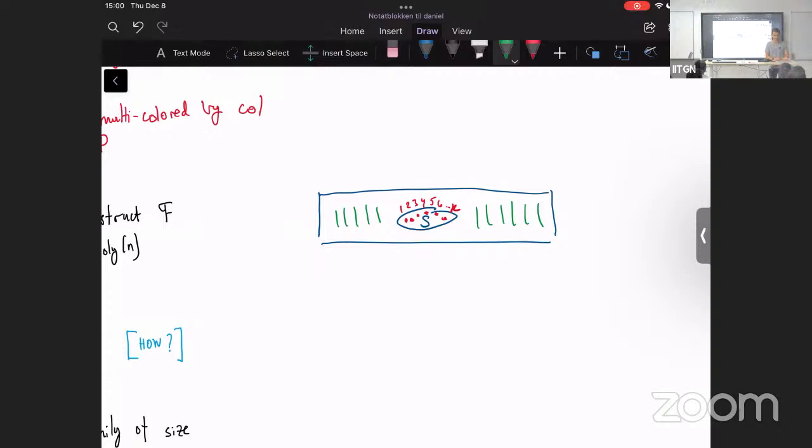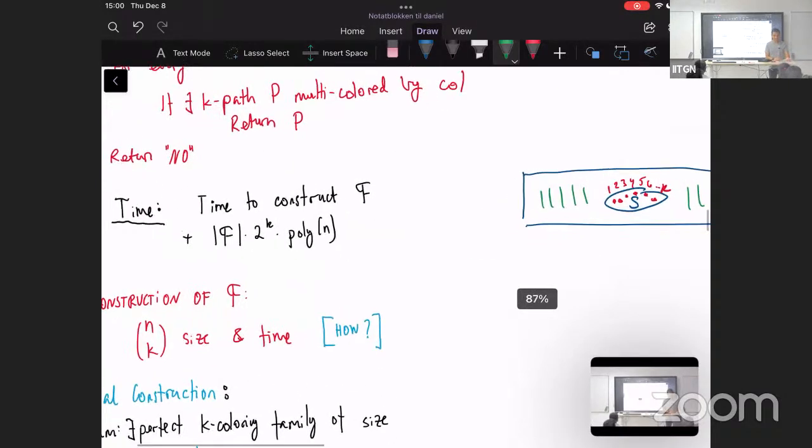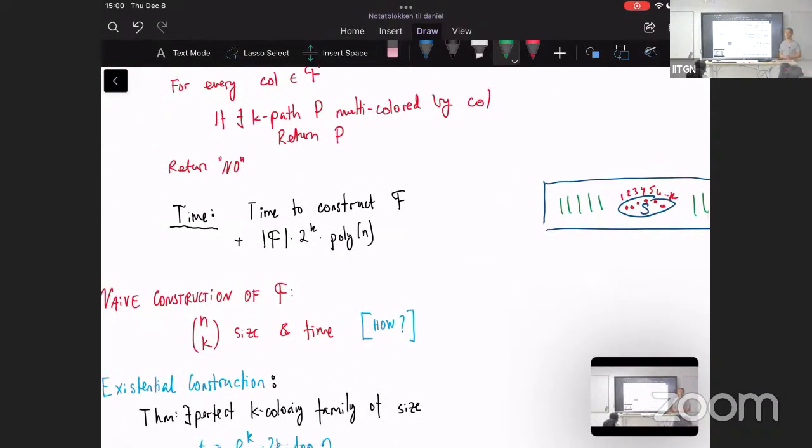But of course, with this kind of k-coloring family, I end up getting an algorithm that is slower than the brute force algorithm for k-path, right? It's just like n to the k times this 2 to the k factor. So this is utter nonsense.